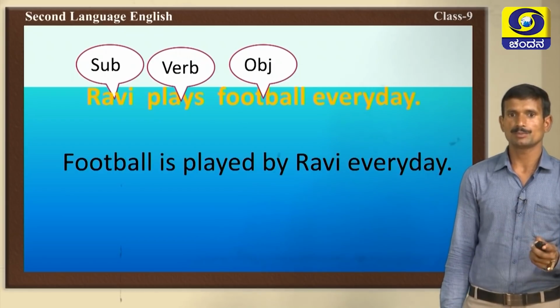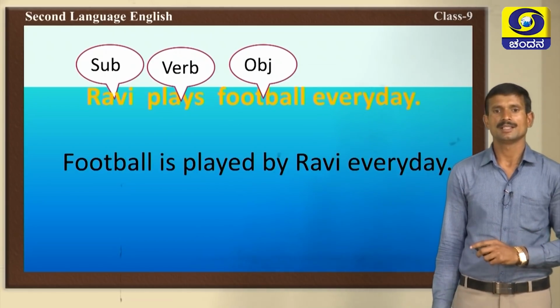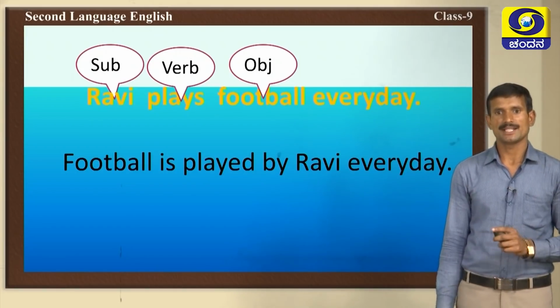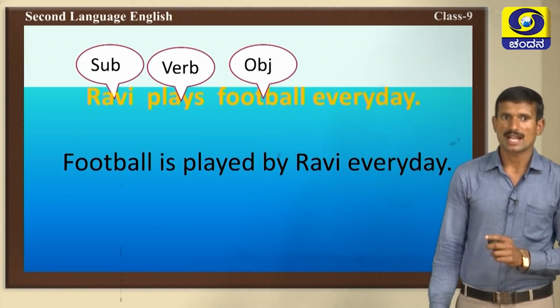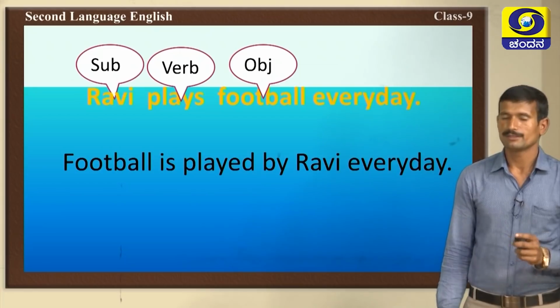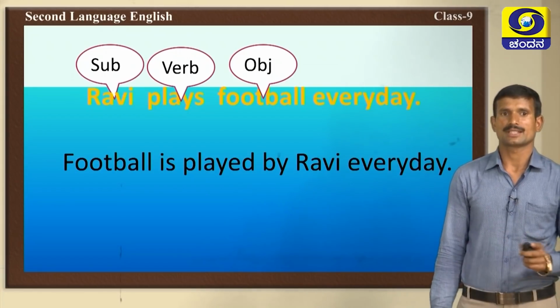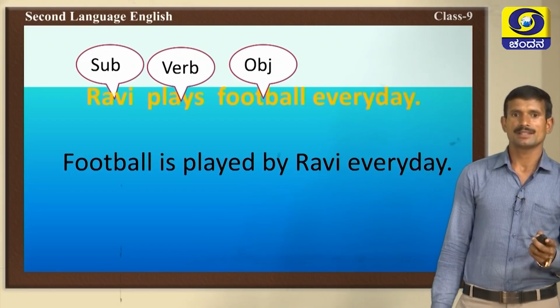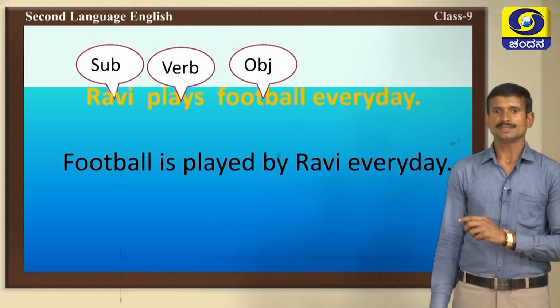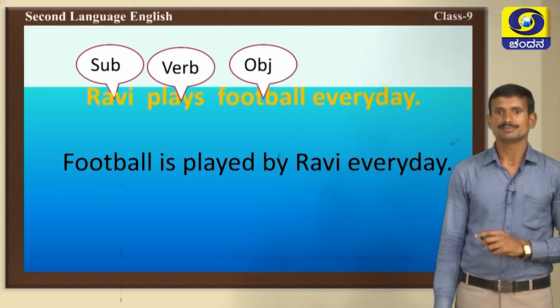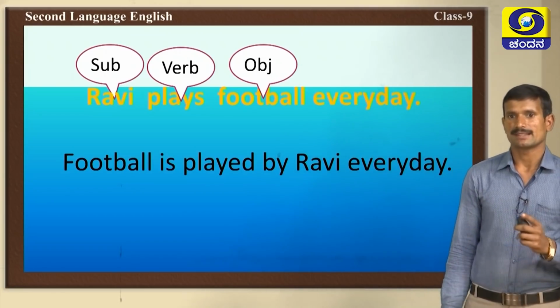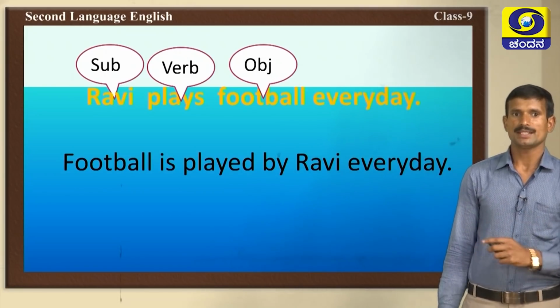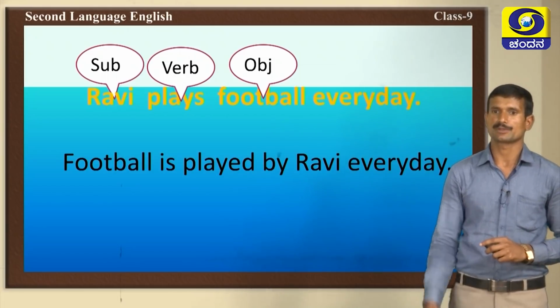So, the verb plays changes into played. Football is played. The preposition by we should add in the passive form. So, now the sentence is: Football is played by Ravi. The subject place in the active voice comes to the object place in the passive voice. This is the sentence we should change.